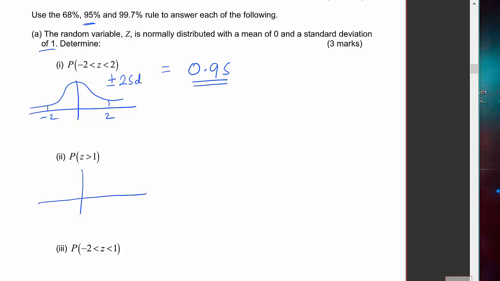Z is greater than 1. Well, 1 is 1 standard deviation. Now we know that this is 50% because of symmetry, and this is half of 68%, so that's 34%. So together those are 84%, so this must be 16%, giving us a probability of 0.16.